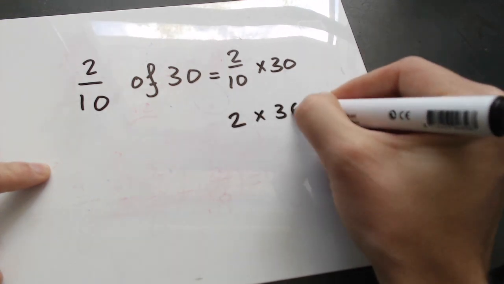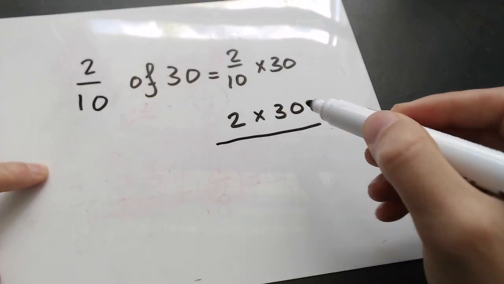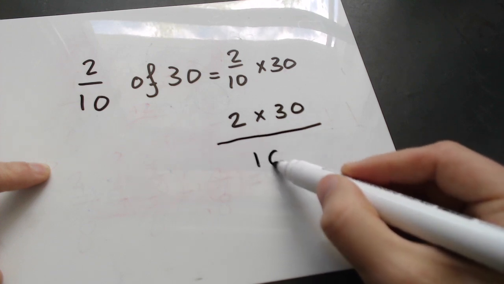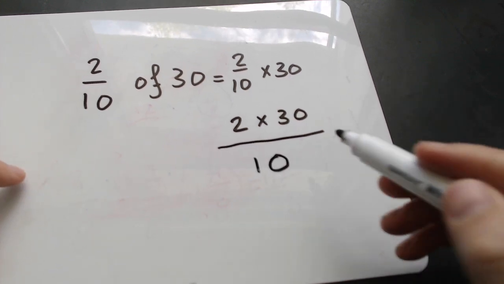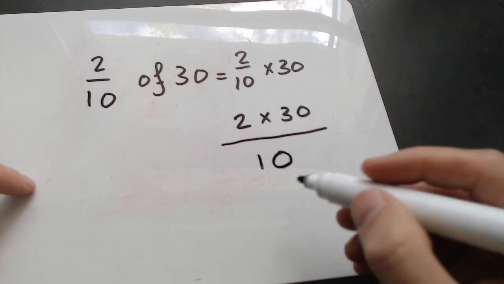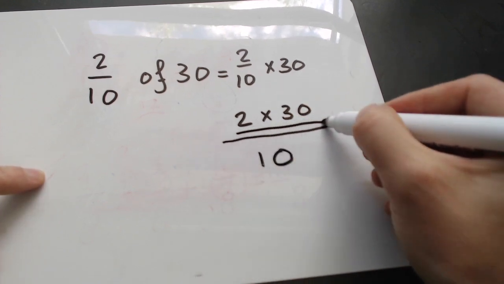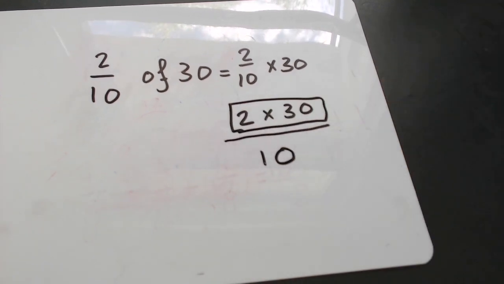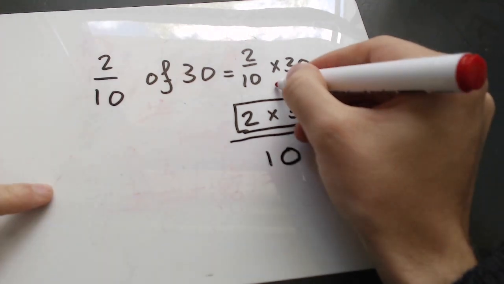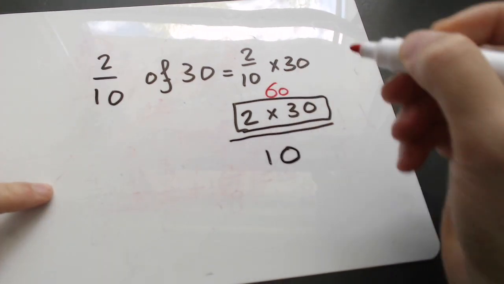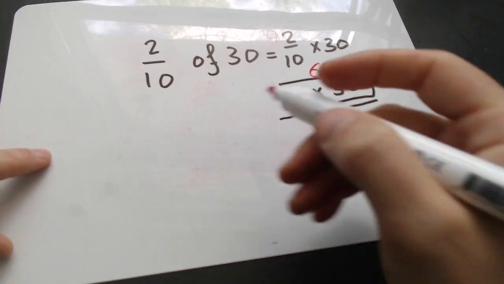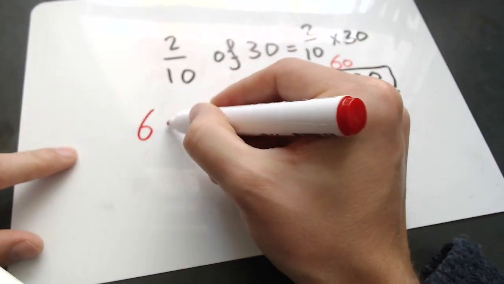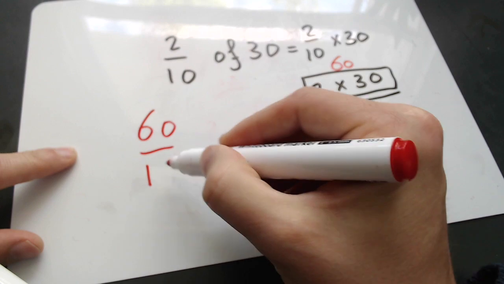Okay? And then we're going to write that in that different way. So we do 2 times 30 divided by 10. So 2 times 30 equals 60. So now we have 60 divided by 10. Let me just go to a place where we have some more space. So 60 divided by 10.